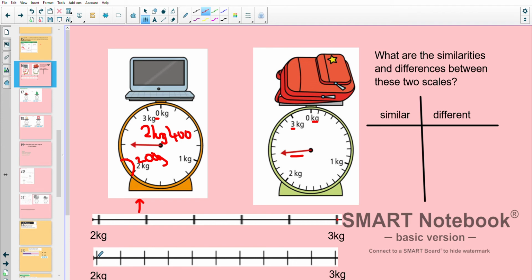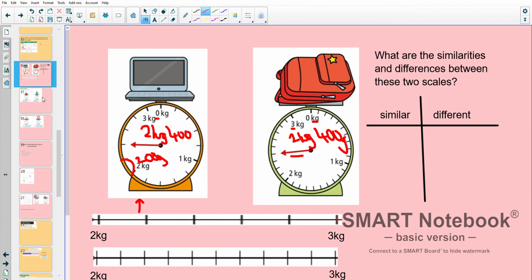I think it's 100 grams. 2 kilograms 100, 2 kilograms 200, 300, 400, 500, 600, 700, 800, 900, 2 kilograms 1000, which is the same as 3 kilograms. Okay, so I can go 2 kilograms 100, 200, 300, 400, and it's actually the same, 2 kilograms and 400 grams. Well done, Year 3.